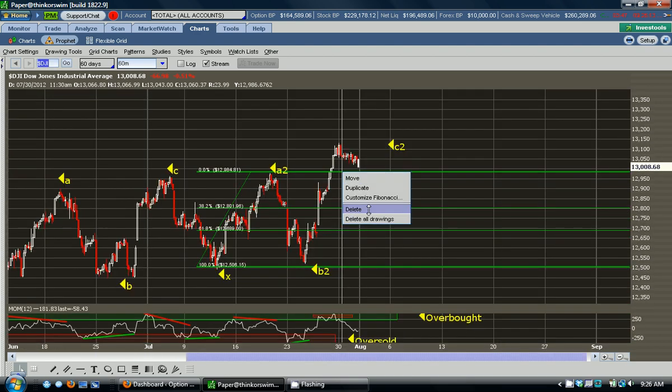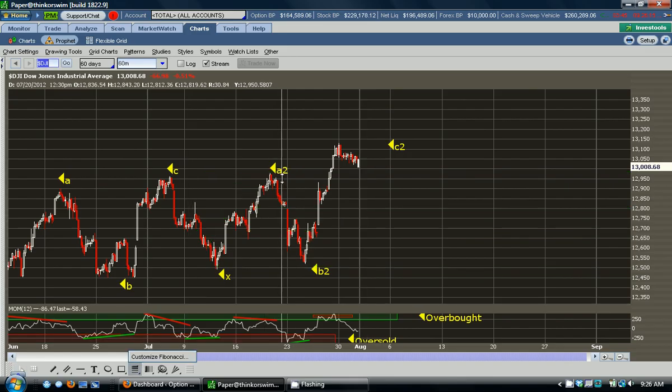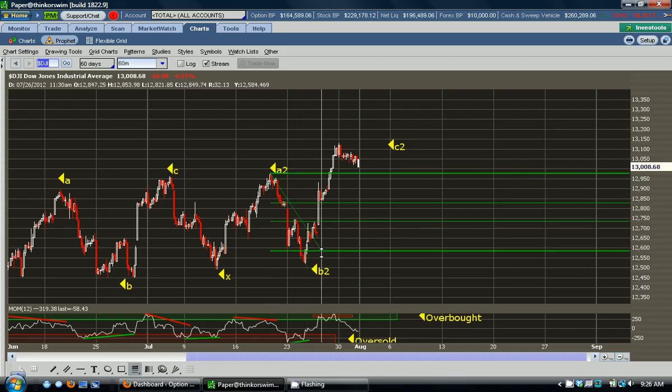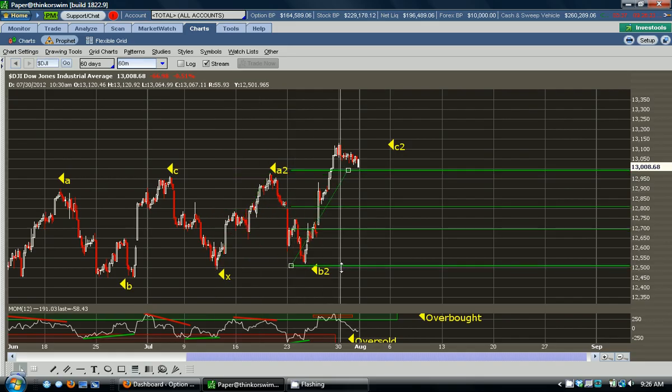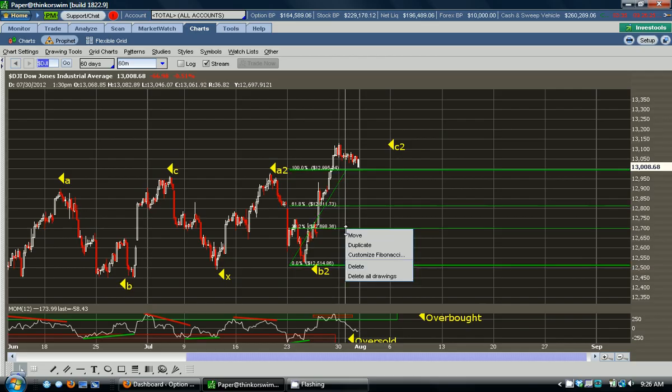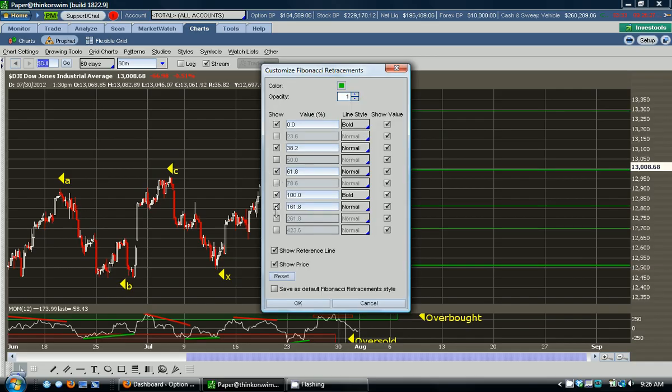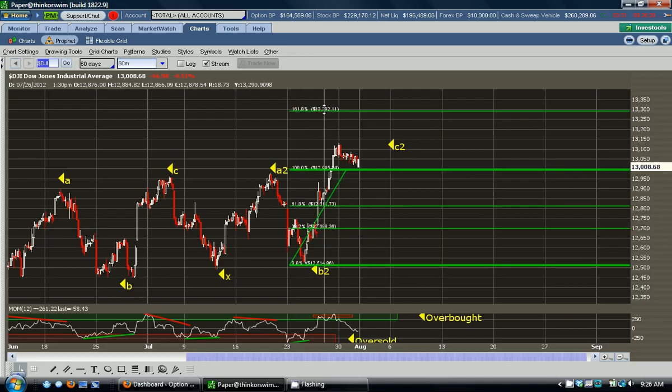So we take this, put it to the bottom of this down wave, and now we're going to project the 161.8 retracement. Now there is our price target, 13,292 and 11 cents. Not to be too exact, but it's going to be about that area, so about 13,300-ish. And when's that going to happen?